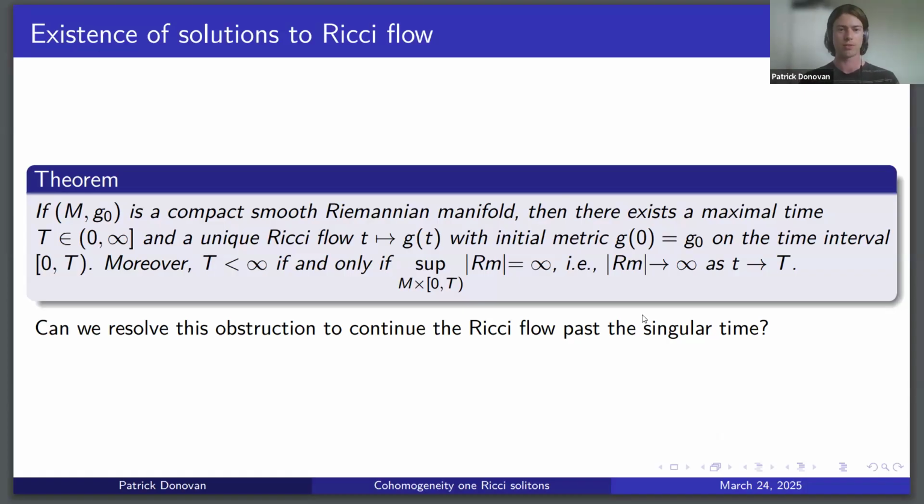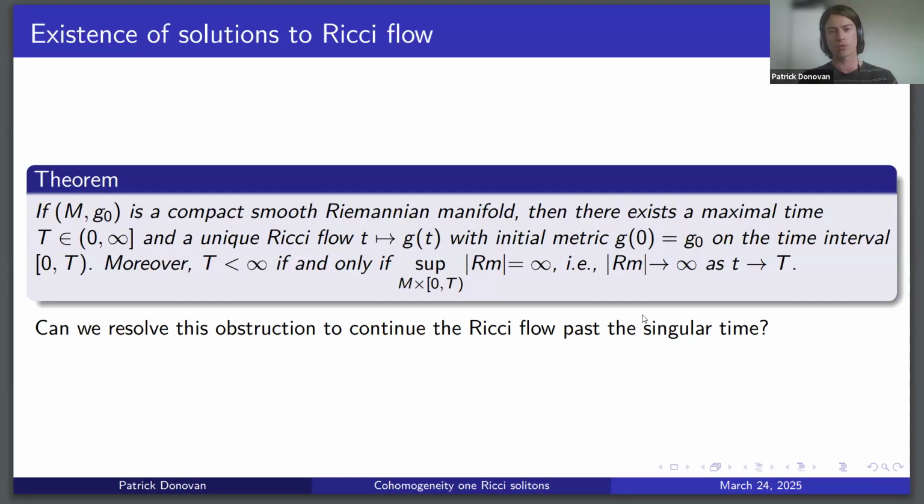If I do hit a maximal time, not infinity, then what happens to my curvature is it actually blows up. The only constraint that tells me I can't do Ricci flow is when I have a curvature blow-up. So wanting to do Ricci flow, the question is, how can we get around this problem?